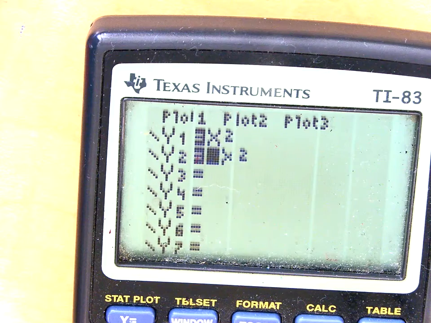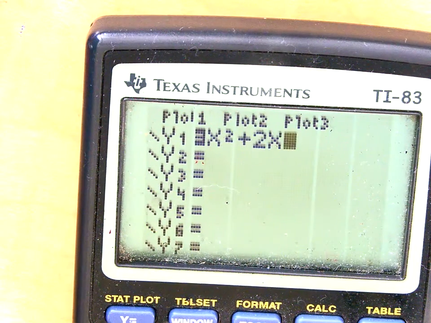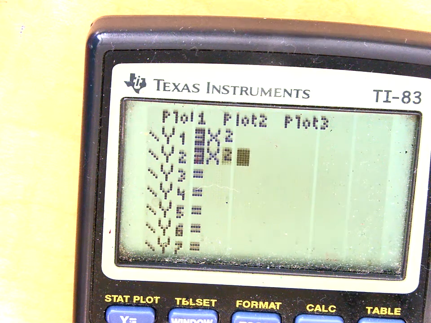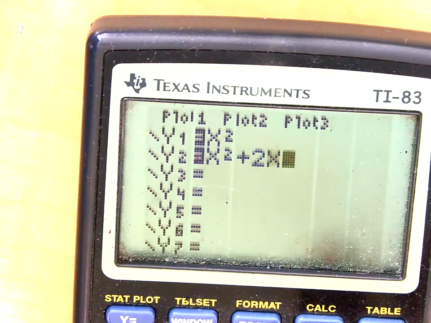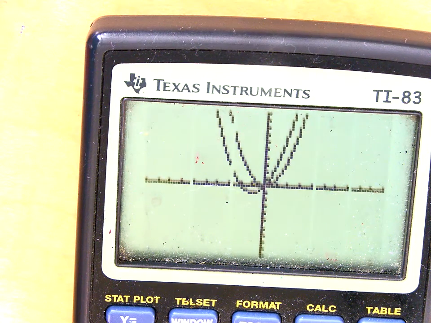Did you say like 2x squared plus 2x? Oh, interesting. So you want to add like 2x? Oh, I guess I need the original. What am I doing? Let's see what that does. So x squared, and then let's add a 2x. So there's my original. It did move it, but it moved it left and down. It's kind of interesting.